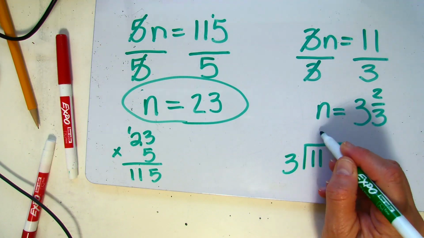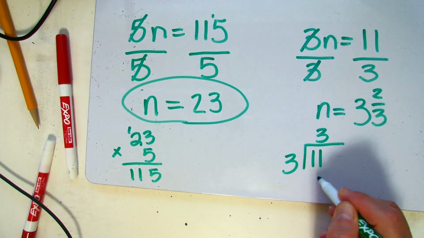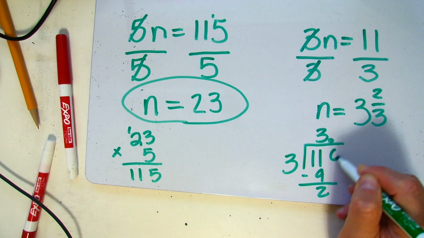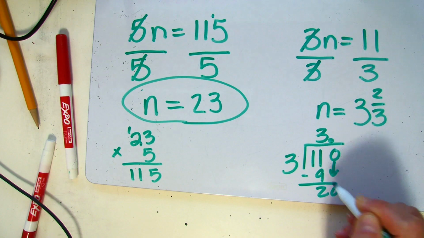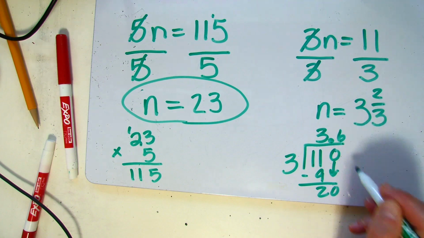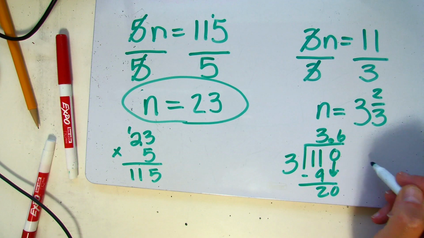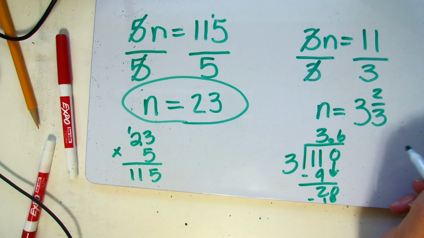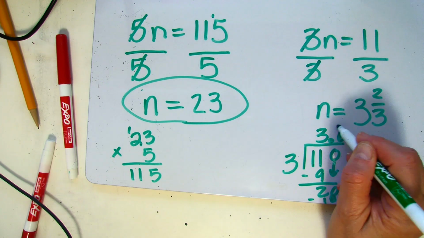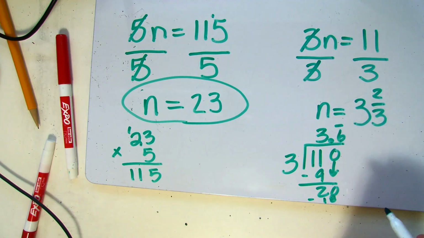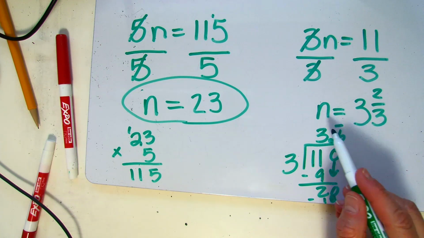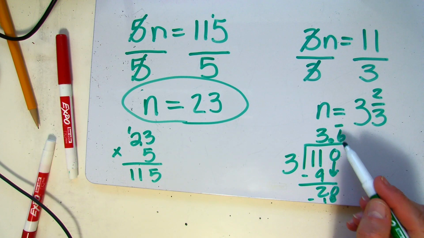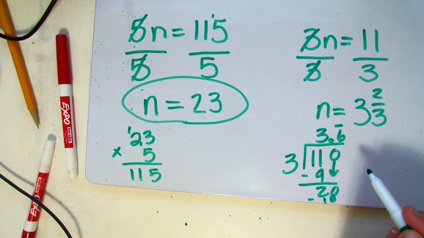3 goes into 11 3 times, and add a decimal and a 0. That's going to go in 6 times, which is going to be 18. 20 take away 18 is going to give me 2. So it's going to keep repeating. So n equals 3 2/3, or 3.6 with a repeating line above that 6.